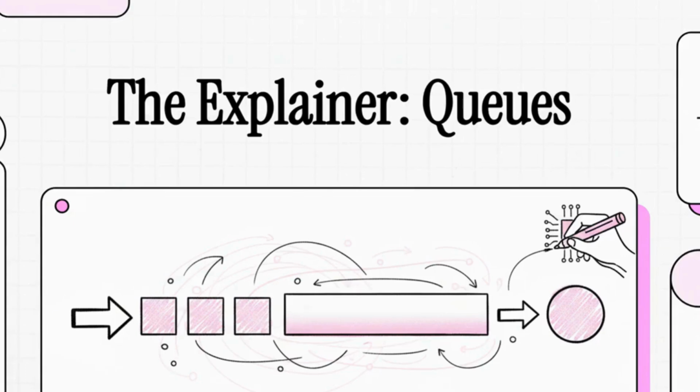Welcome to The Explainer. Today, we're going to pull back the curtain on a super simple but really powerful concept that basically keeps our digital world from turning into total chaos. It's called a queue, and it's pretty much just the idea of standing in line, but for technology.